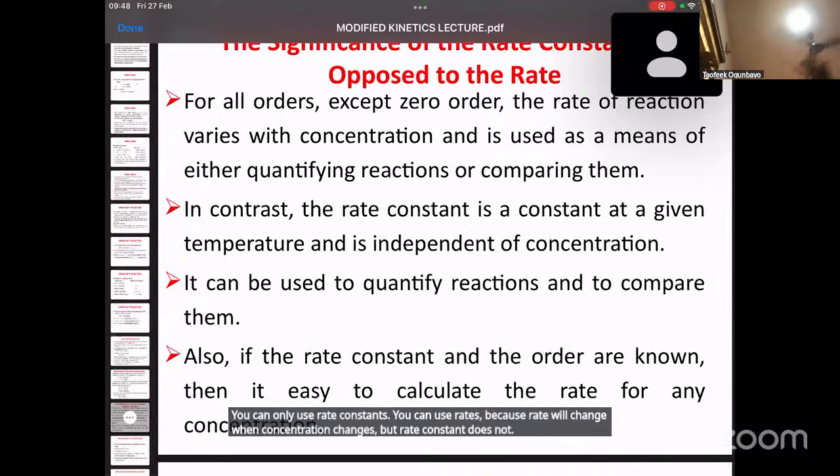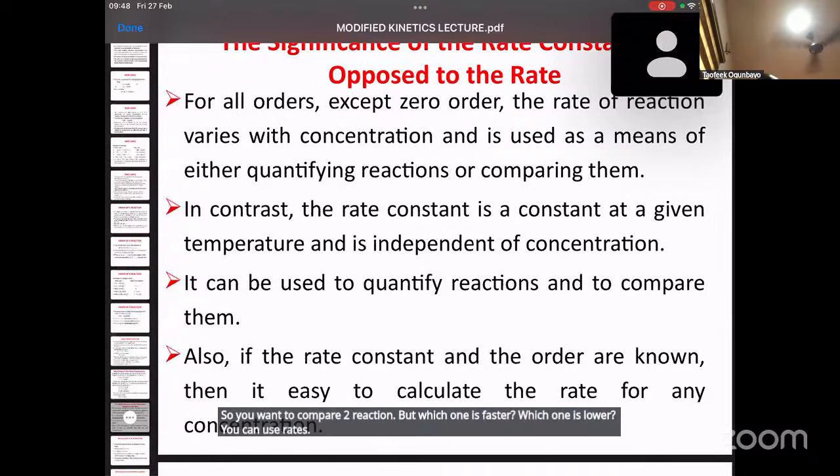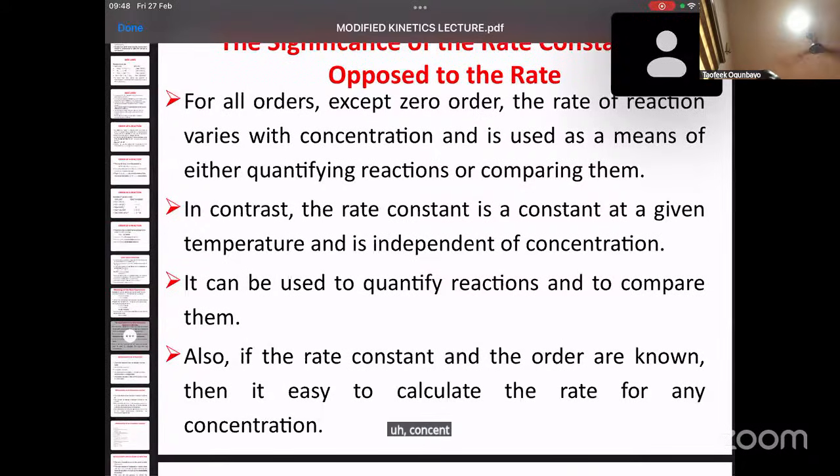So you want to compare two reactions. Which one is faster, which one is slower? You can't use rate. You can only use rate constant because it's not subject to concentration changes. So if the rate constant and the order are known, even when you don't know the rate, you can calculate the rate also.